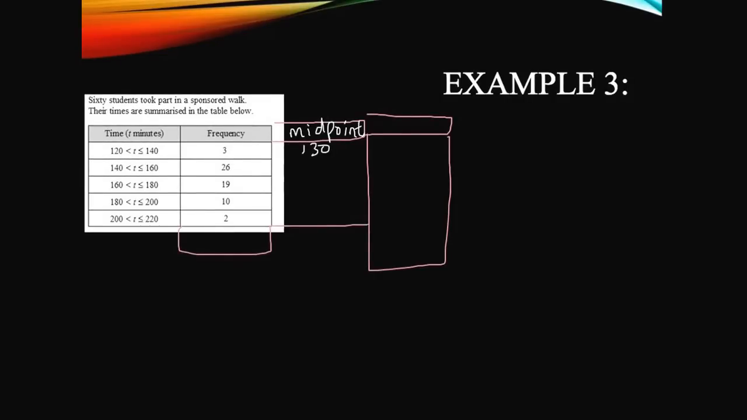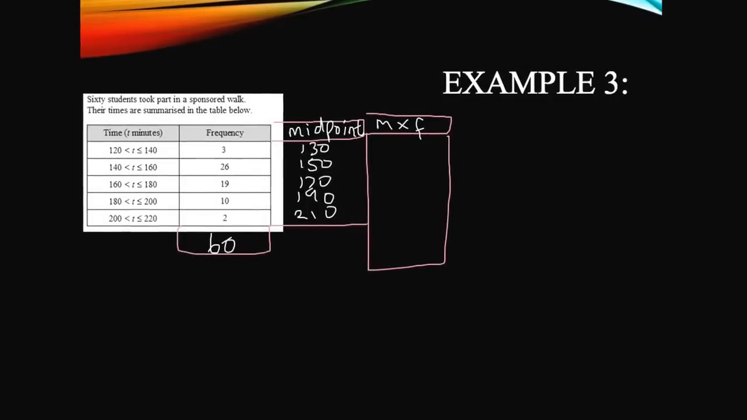Let's do the same with the next category. We've got 150, we've got 170, 190 and 210. What we're going to do now is multiply our midpoint by our frequency. And then this is the box that we're going to add up, as well as adding up our frequencies. Now, again, I wouldn't waste time adding up my frequencies because the question tells us there are 60 students that took part in the sponsored walk. So the sum of my frequencies is 60.